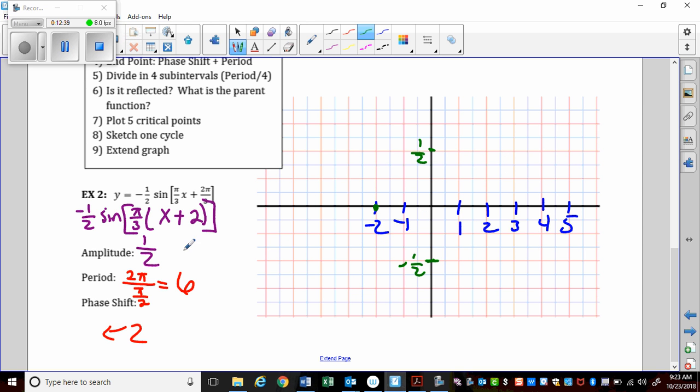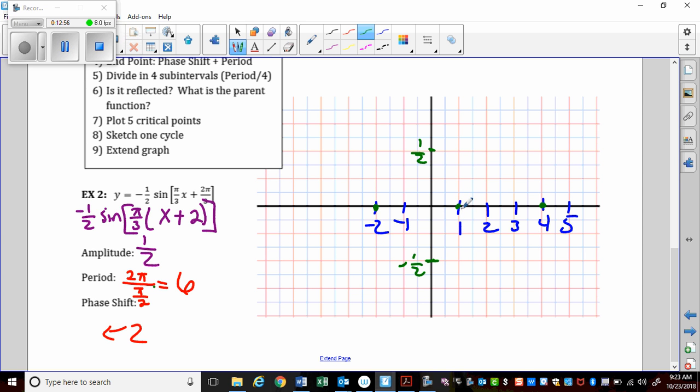Within 6. So -2, we're going to start, we're going to go over 6. 1, 2, 3, 4, 5, 6. Okay, we're going to end right here. Now, half of that is going to be 1. So this is where it's going to hit the x-axis.